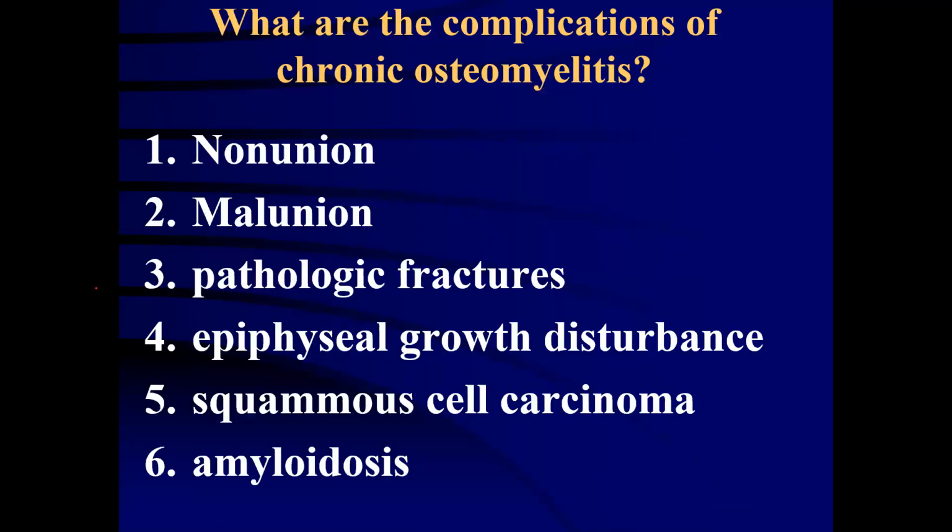What are the complications of chronic osteomyelitis? You have to think of non-union, malunion, pathologic fractures, epiphyseal growth disturbances, and squamous cell carcinoma, which develops along the sinus tracts. Don't forget this. And chronic cases end up having amyloidosis. So keep these as complications.